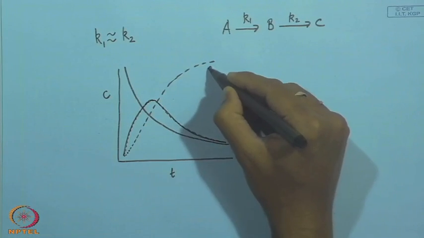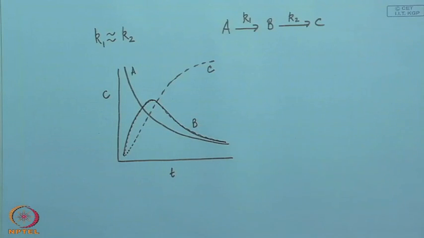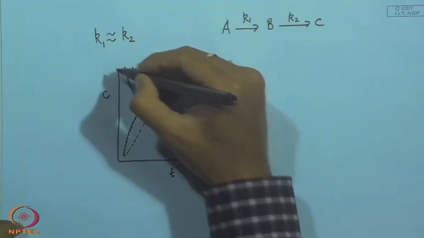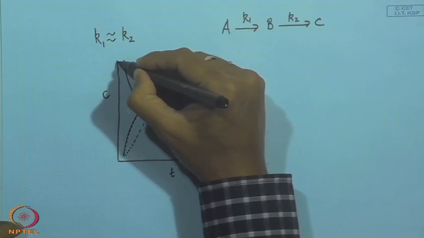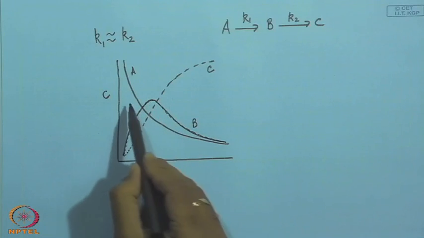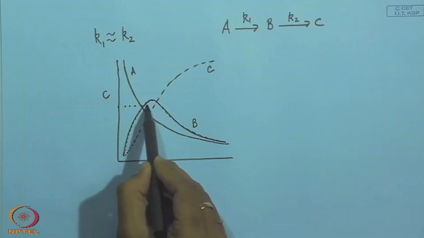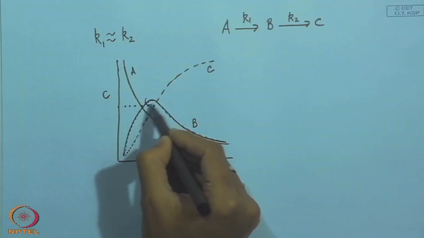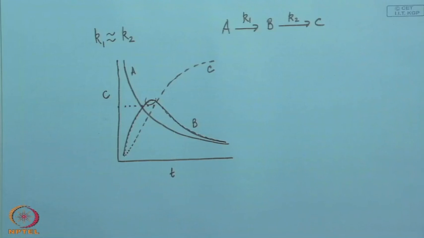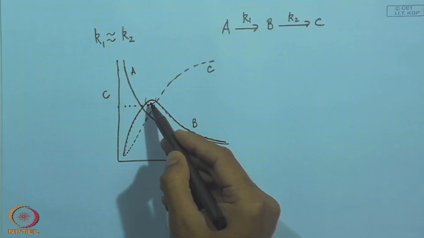Okay. So, this is your C, this is your A and this is your B. When K1 and K2, these two, are almost close to each other, and as these two are close, that is why maybe the maxima is at the midpoint of this graph. Okay. So, why is this showing a maxima?